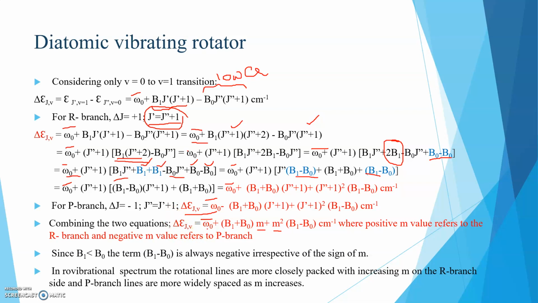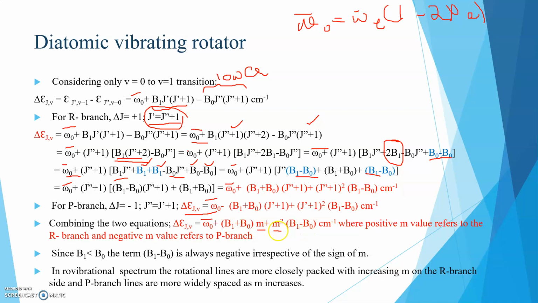So if you look at this closely, you will get this expression as delta EJV is equal to omega bar 0, and if you remember, omega bar 0 is actually equal to omega bar E into (1 minus 2 chi E) centimeter raised to minus 1. I hope that you remember that point. And B1 plus B0 times M. This value can be positive or negative depending on the branch: if it is positive, it is the R branch, and it can be negative if it is a P branch.